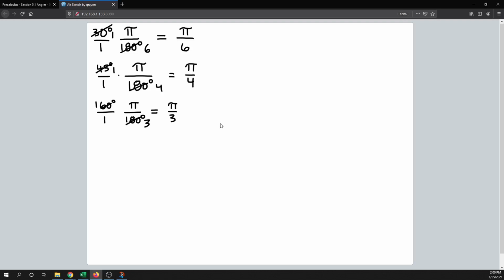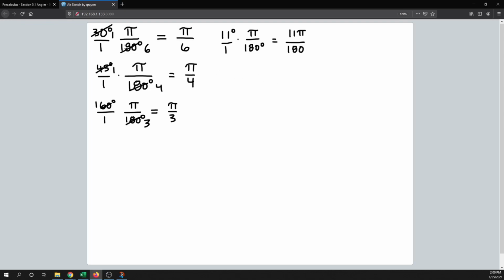Now, you might ask, well, what if it doesn't? All those were nice and they canceled out evenly. What about 11 degrees, if I want to convert that? You do it exactly the same way. Write this as a fraction and then put 180 degrees on the bottom because this is in degrees, and pi on top. And then here nothing reduces. 11 doesn't go into 180 evenly, so you're better off just writing it as, when you multiply across the top, you get 11 pi. Across the bottom, you get 180. So 11 degrees is 11 pi over 180 radians.